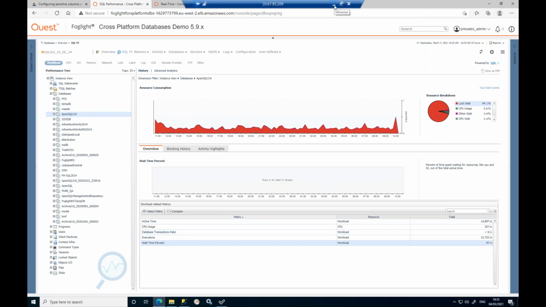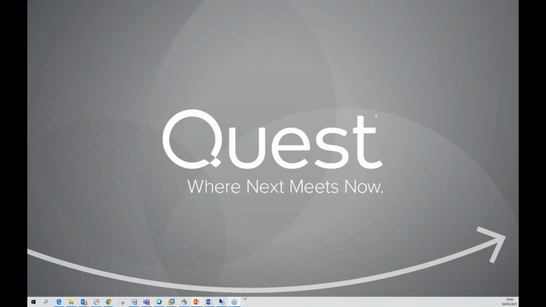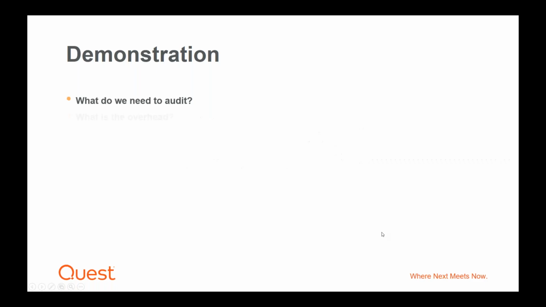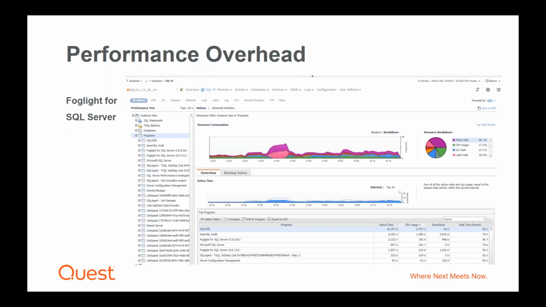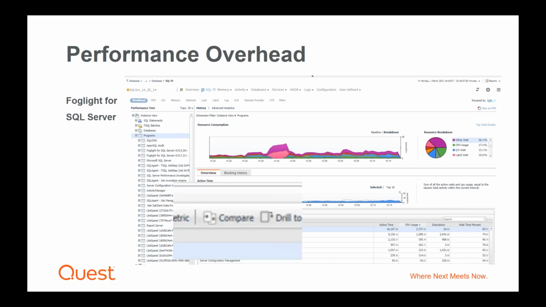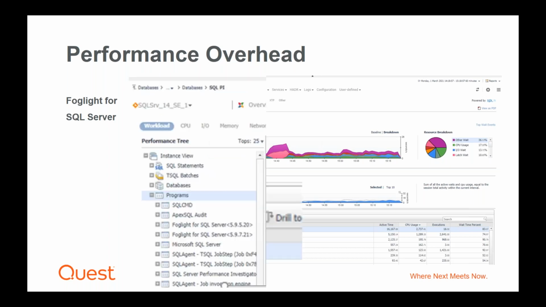Conscious that I'm probably running out of time, so I'll minimize that and go back to my deck a second. Let me just fast forward. So that was the bit I just wanted to reiterate, the performance side of things: being able to do that comparison and also dimension, how is it affecting a particular database by adding it, or how is it affecting the instance performance, are all things that we can help with.